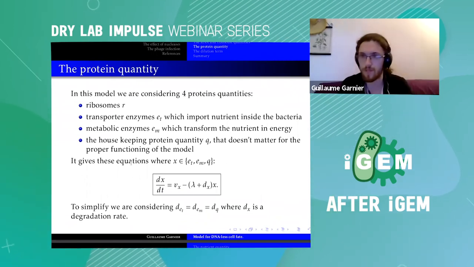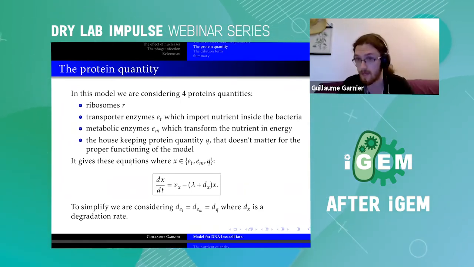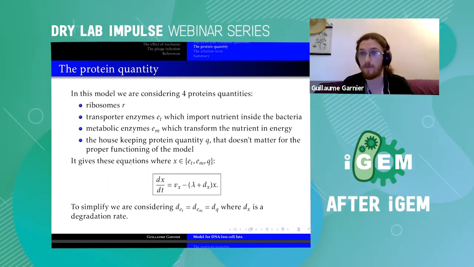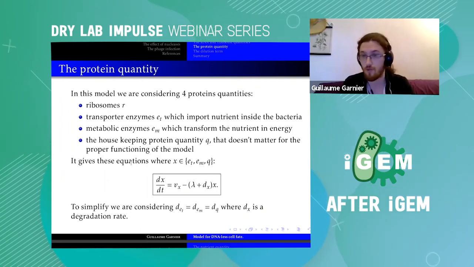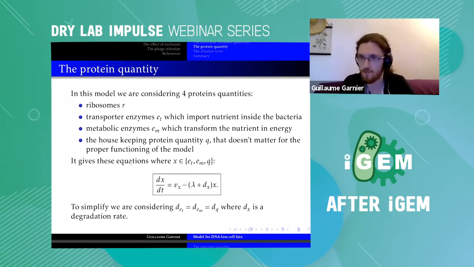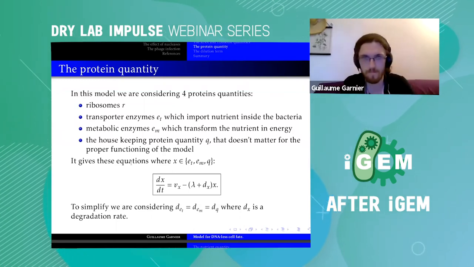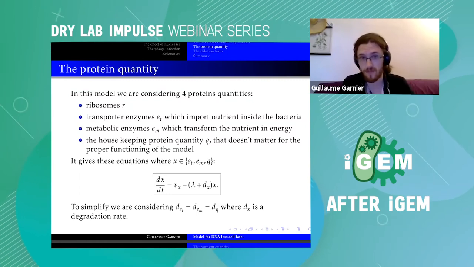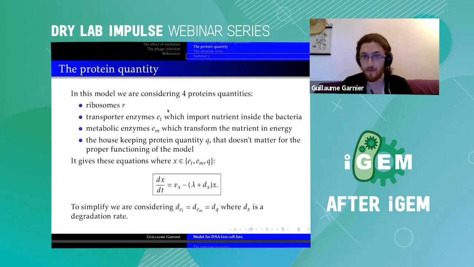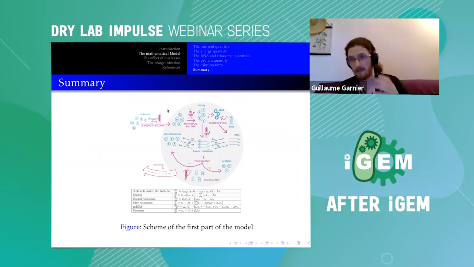Just now we have explained that we can set equations to describe the dynamics of ribosome and free RNA. Due to that, we are able to describe the dynamics of the proteins inside the cell. In the model, we describe four proteins. First, we have the ribosome, whose dynamics have been described just before. We also have the transporter enzyme, the protein that takes the nutrients outside the cell and brings them inside.